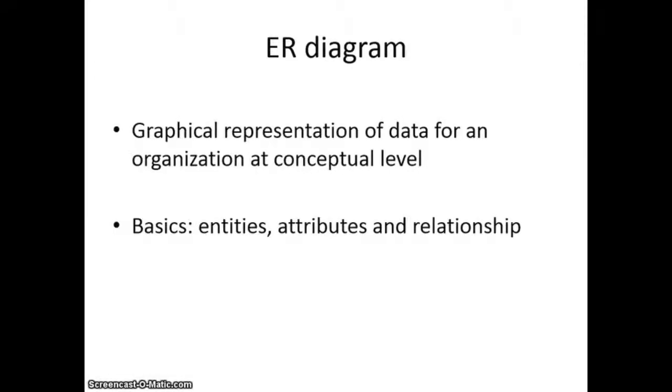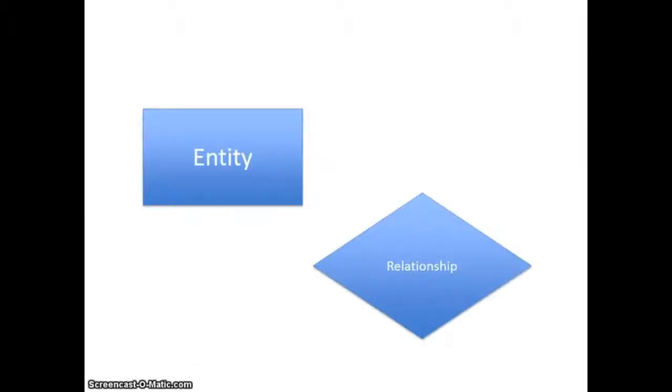An ER diagram, also known as an entity relationship diagram, is a graphical representation of data for an organization at conceptual level. The basic constructs of an ER diagram are entities, attributes, and relationships. An entity is a person, place, device, event, or concept. It is represented by a rectangle.